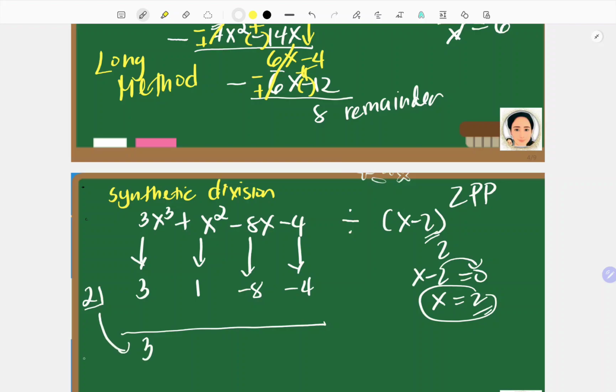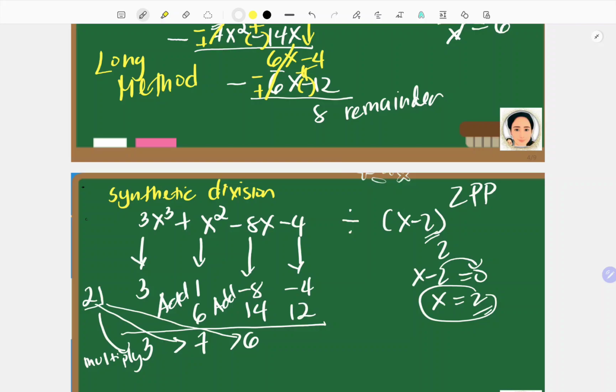Then you have to multiply. 2 times 3, that is 6. Then add. 1 plus 6, 7. Then again multiply. 2 times 7, 14. Then add again. You have here negative 8 plus 14, positive 6. Then multiply again. 2 times 6, we have positive 12. Then add. So you have here positive 8.